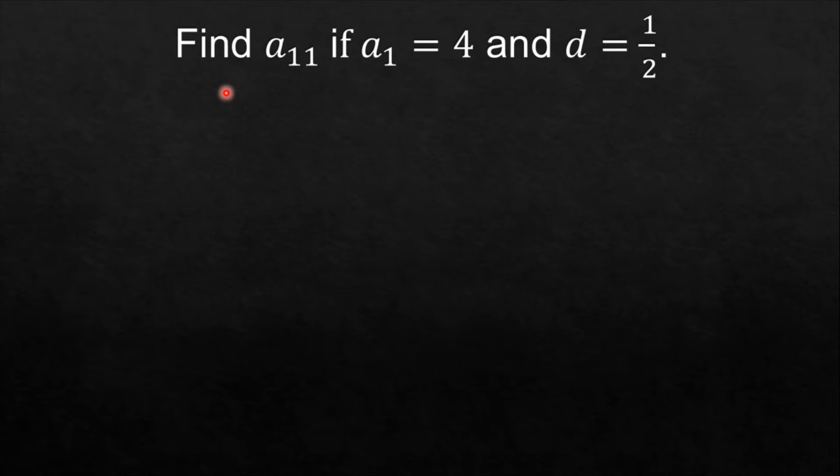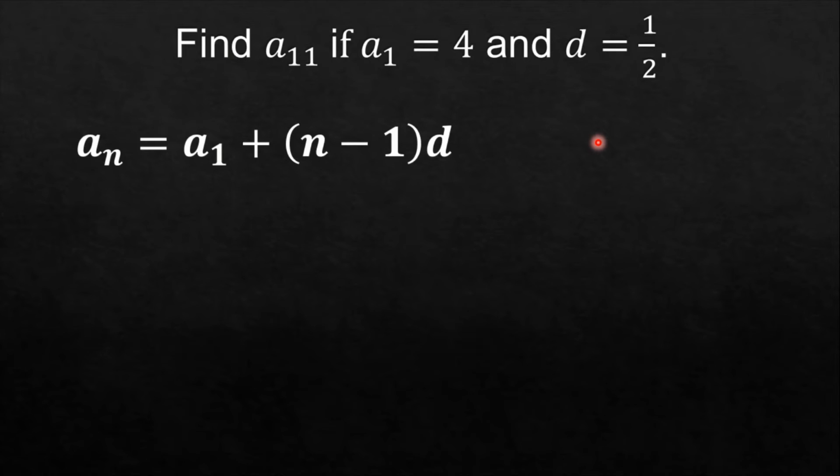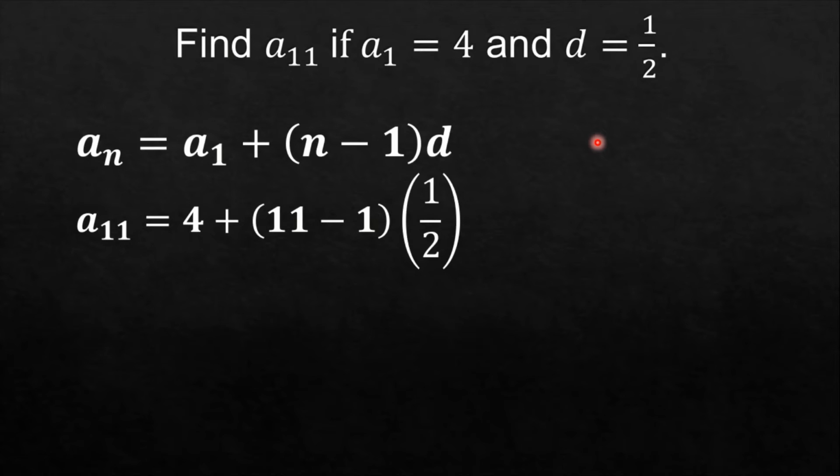Try naman natin to. Find a sub 11 if a sub 1 is equal to 4 and d is equal to 1/2. In this case, naka-specify na yung a sub 1, d. So, plug in na natin siya diretso. So, a sub 11 is equal to first term plus position ng term minus 1 times the common difference na 1/2.